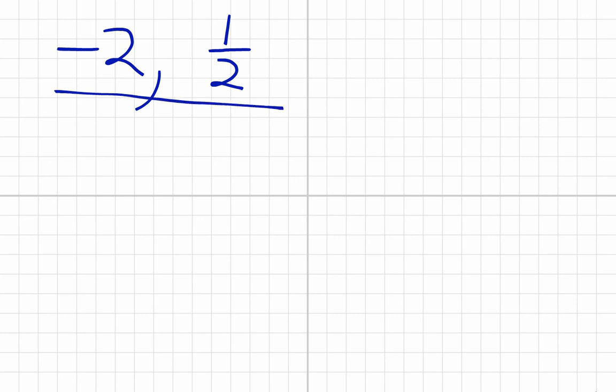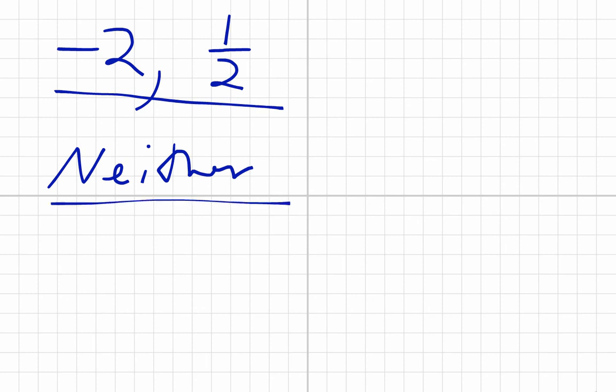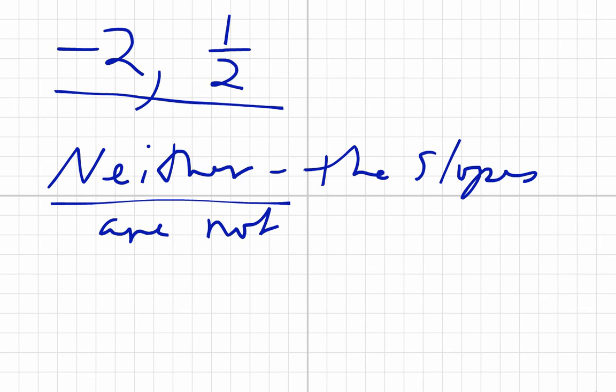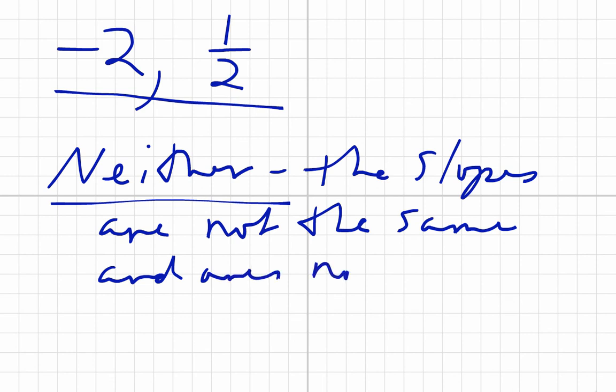Can't graph that because I don't have any points. Those are just the slopes. Those are opposite reciprocals. That would make a perpendicular line. And the last part, if it's neither parallel nor perpendicular, that means that the slopes are not the same and are not opposite reciprocals.